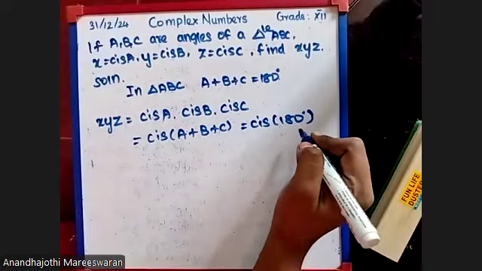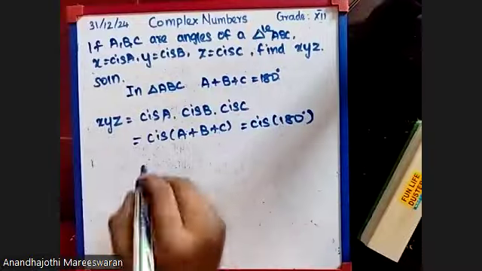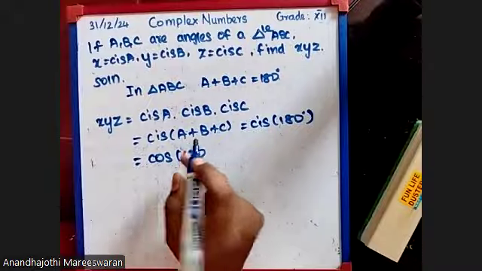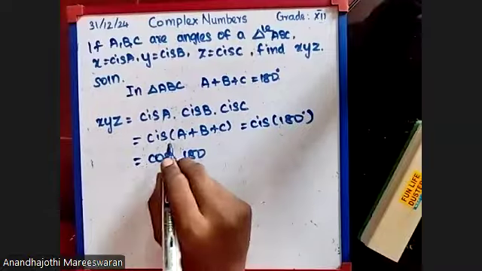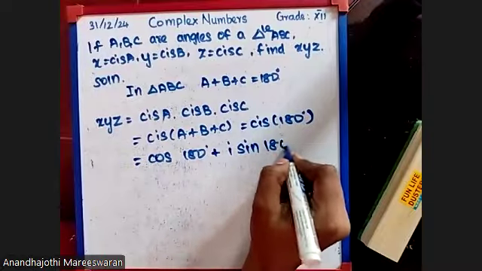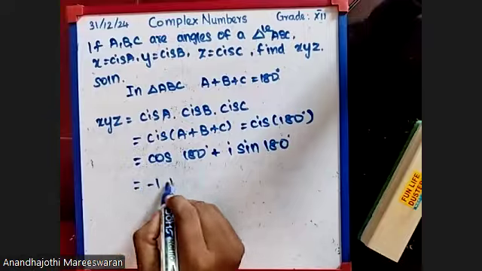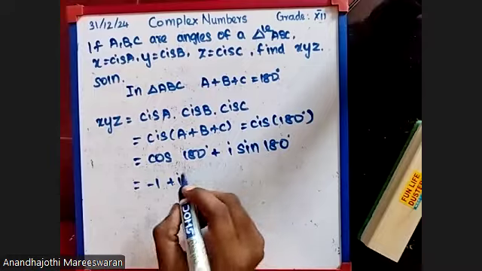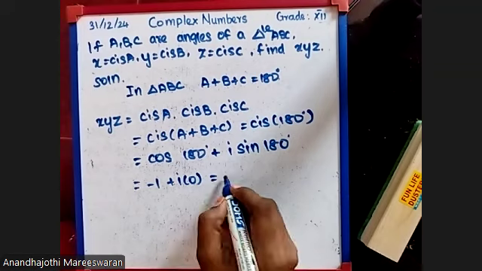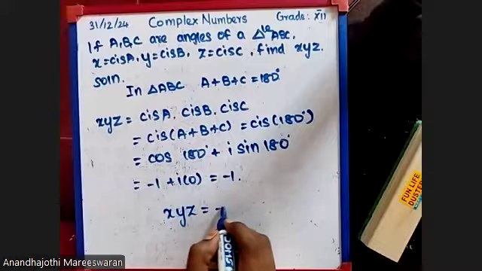We can expand it as cos 180 degrees plus I sin 180 degrees. What is cos 180 degrees? It's minus 1. What is sin 180 degrees? It's 0, so I multiplied by 0 will be 0. So the final answer is minus 1. So x multiplied by y multiplied by z equals minus 1.